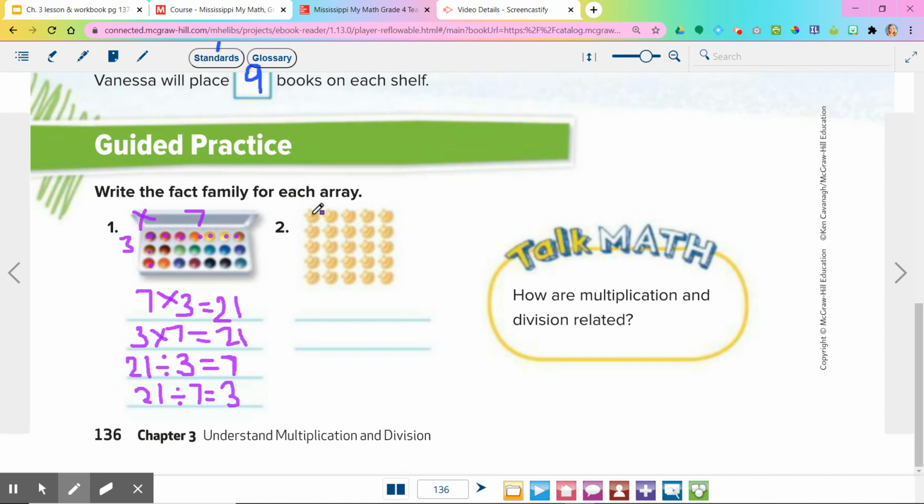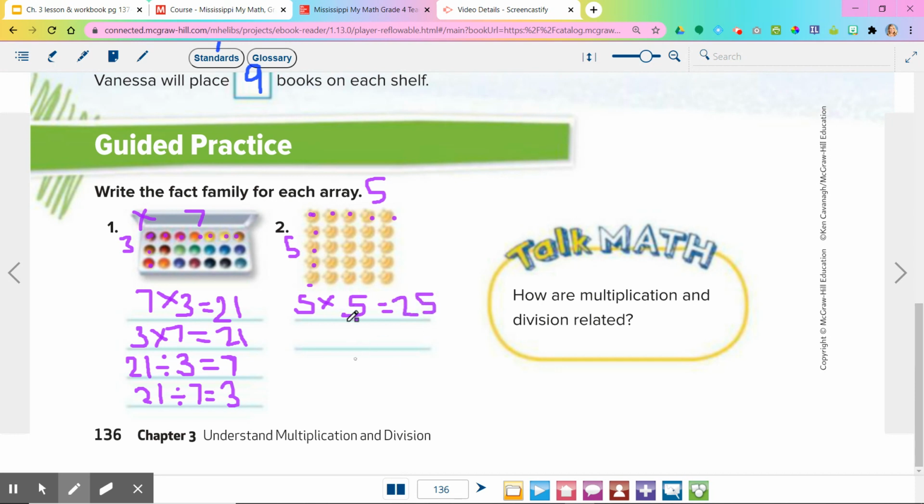Now notice on number 2, I have 1, 2, 3, 4, 5, so 5 on top. 1, 2, 3, 4, 5, 5 on the side. Don't forget to count that one for up and down and across. So my first number sentence, I'm going to start with multiplication in my fact family. So 5 times 5 is 25.